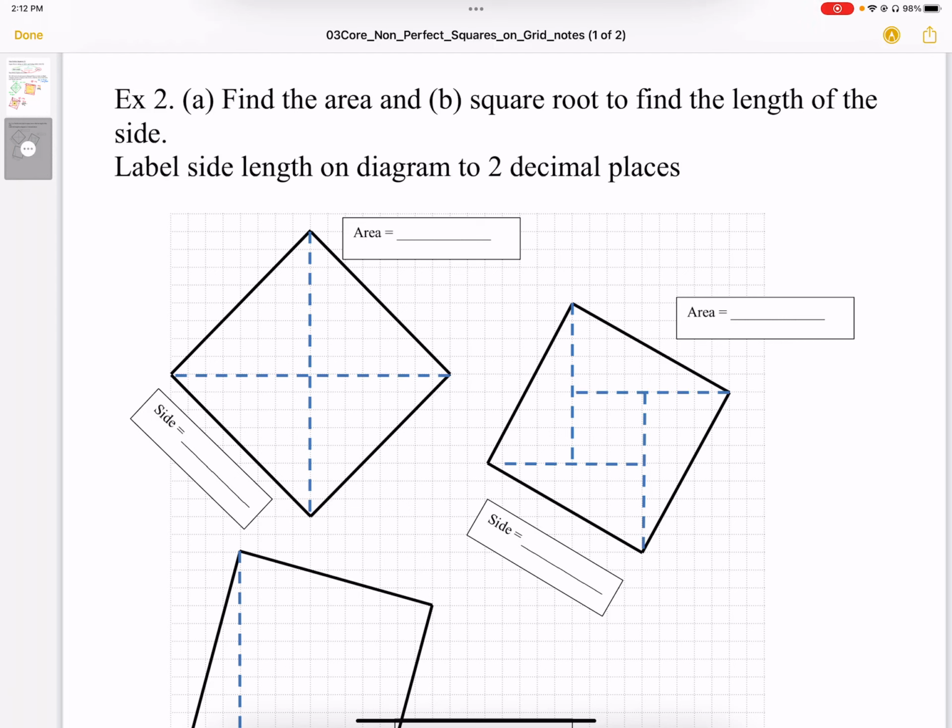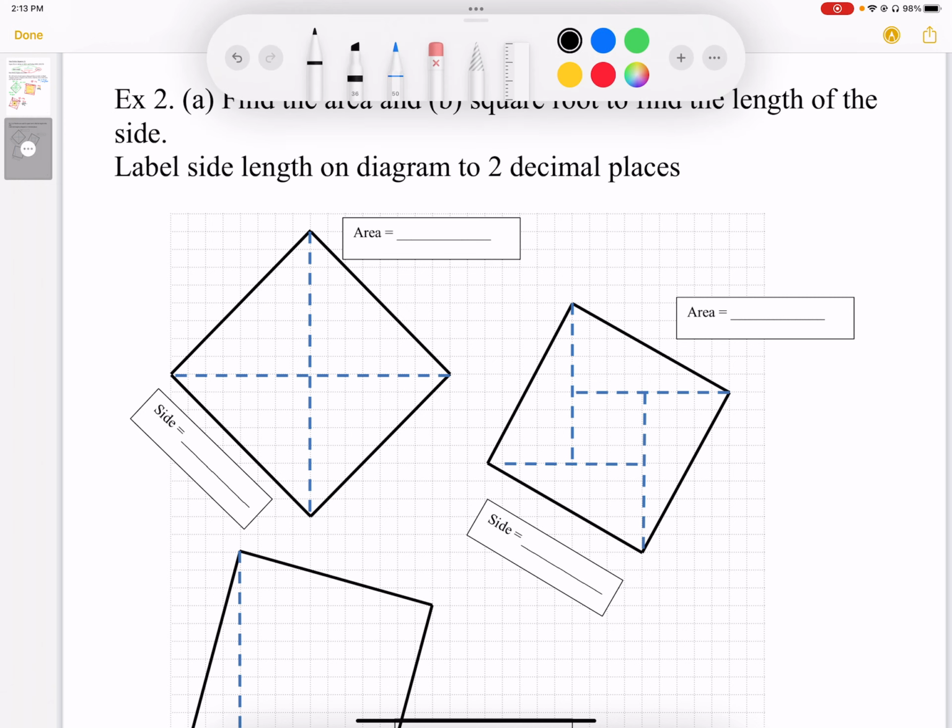In example 2, we're going to first find the area, and then square root to find the length of the side. So we want to make sure we recognize which part is the area. The area is the squares that we find inside, and then the square root is going to give us the side length. So I'm going to break this down again into the triangles that will let me find the square area.